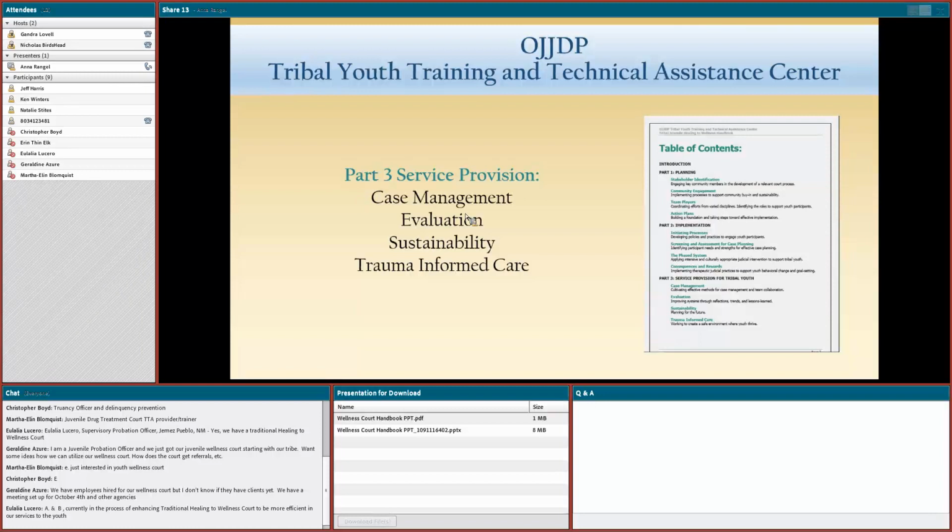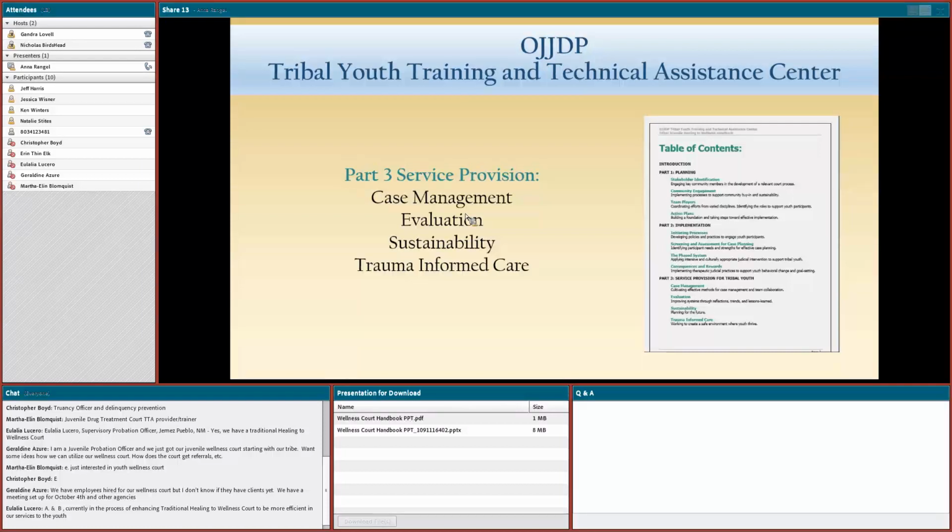And then finally, under service provision, trauma-informed care is discussed. And in that aspect, we just want to make sure that we're aware that trauma exists within our communities and that we're adequately addressing it as part of the reason that the youth have entered the system and in how we're administering the judicial system to better serve them.